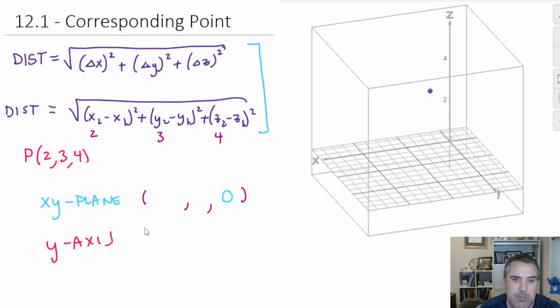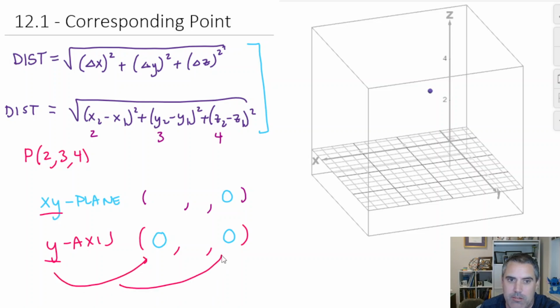Similarly, what does it mean to be standing on the y-axis? If you're on the y-axis, that means you're not up and you're not down. This is 0. If you're standing on the y-axis, it means you're not to the left or to the right. It means this is 0. These are things you automatically know from these names.